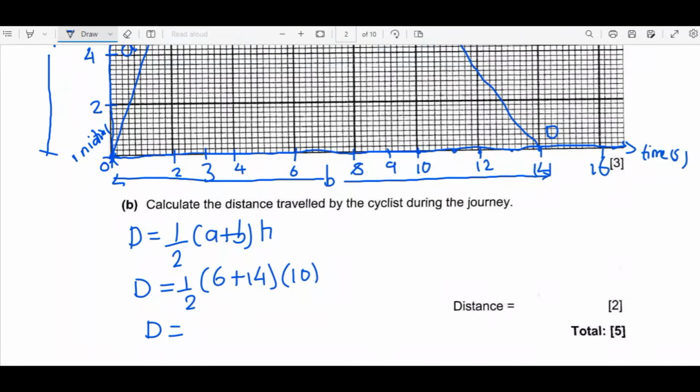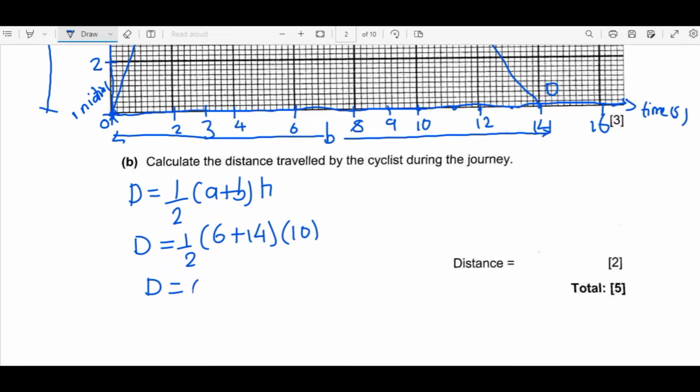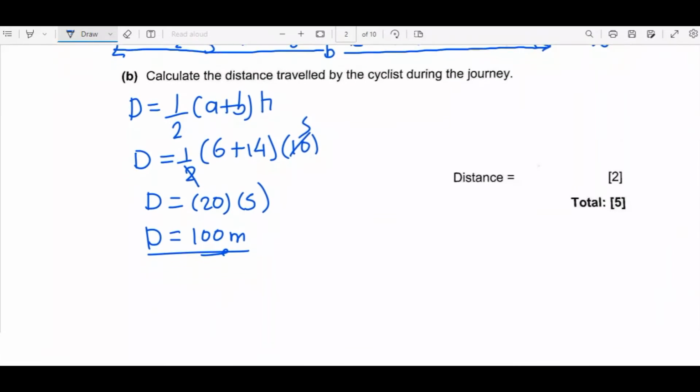So we can just do the math here. 6 plus 14, we have 20. Multiplied by 2 here is 1, 2 here is 5. So times 5. Then if we multiply 20 times 5, we get 100 meters. So this was the total distance covered during this journey.